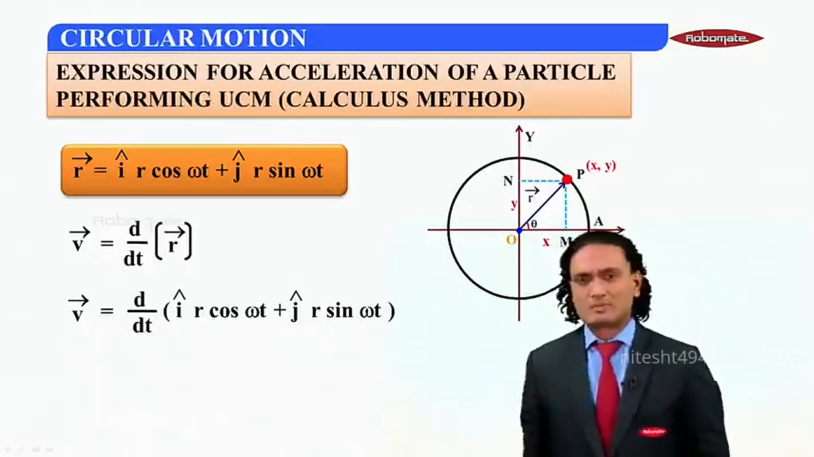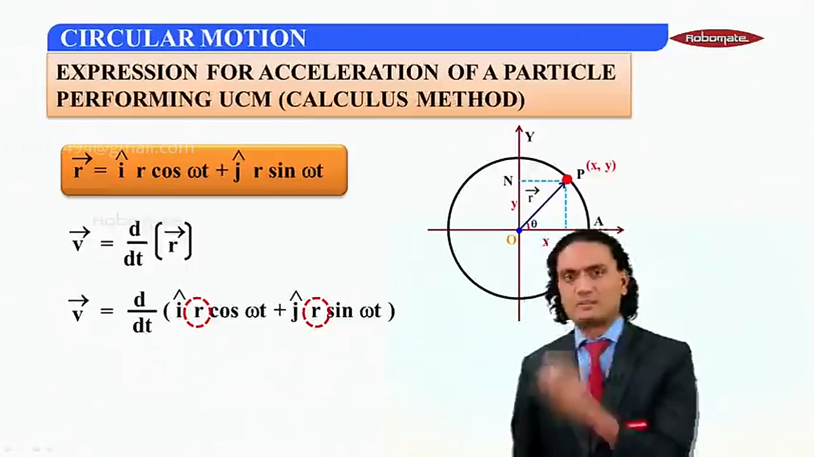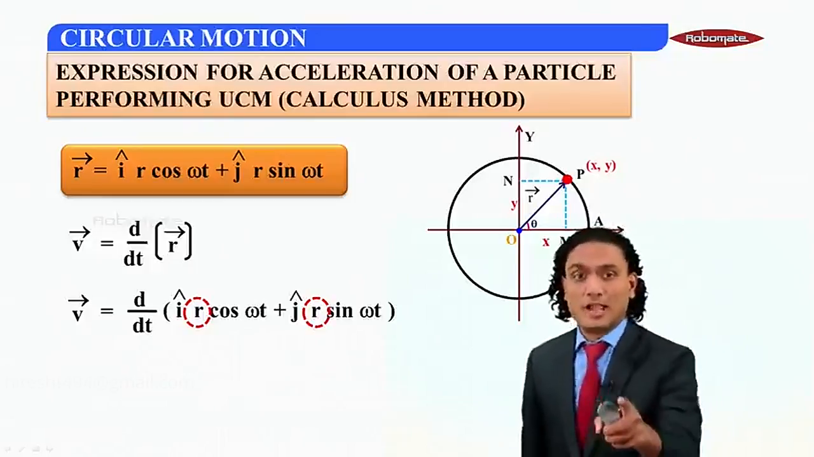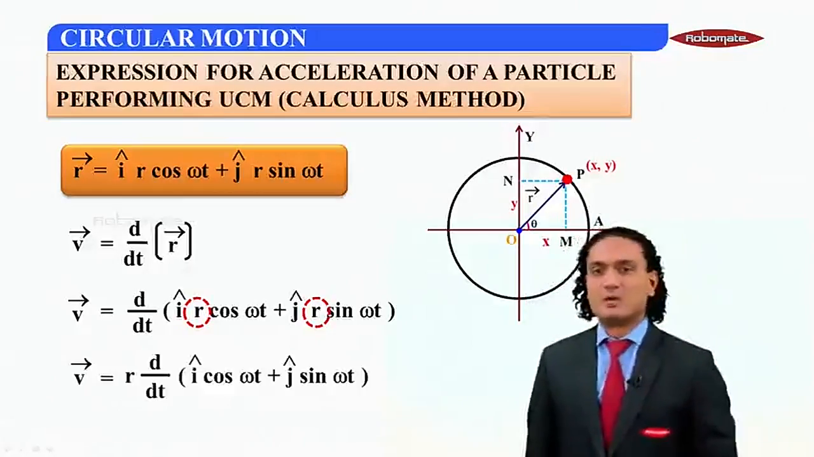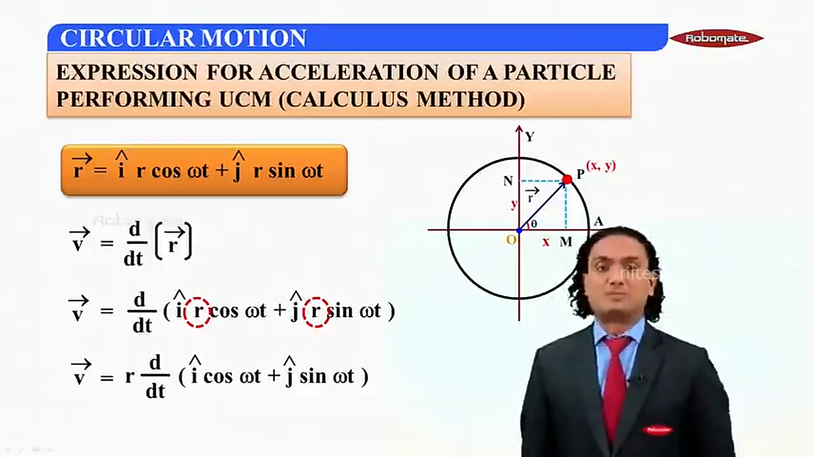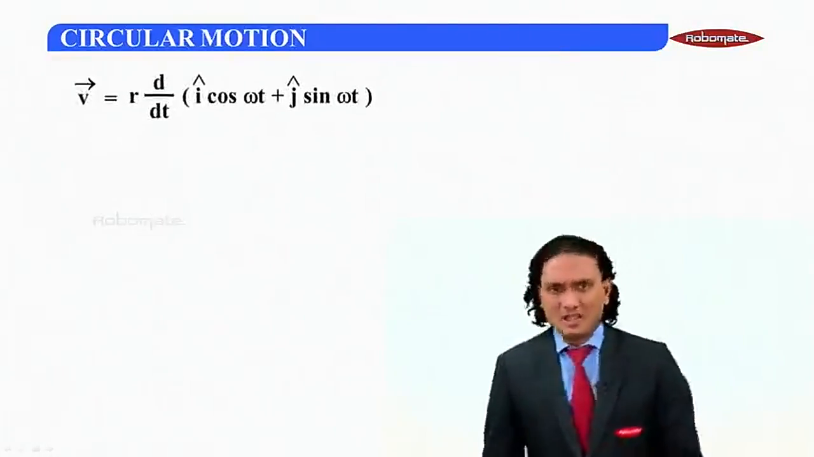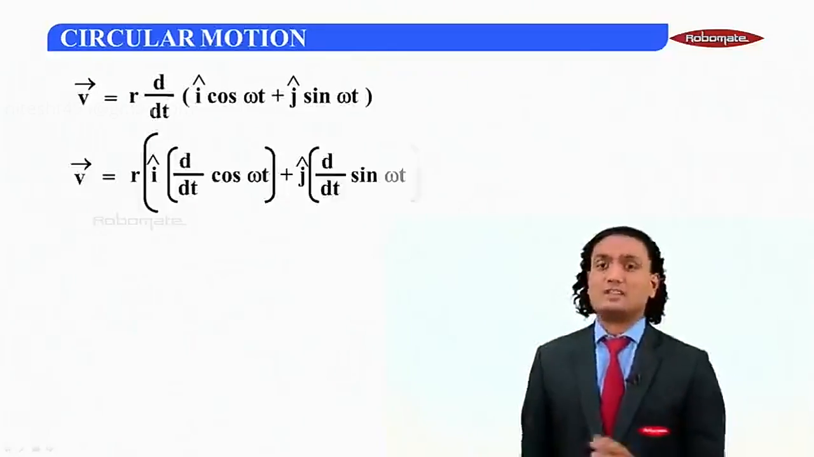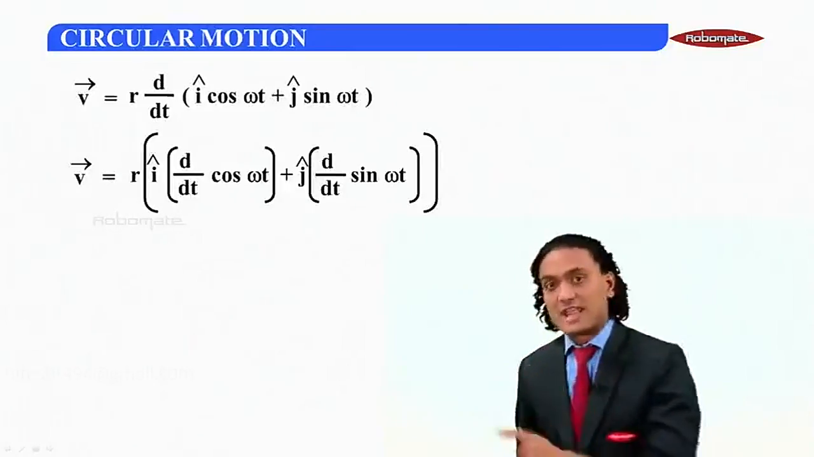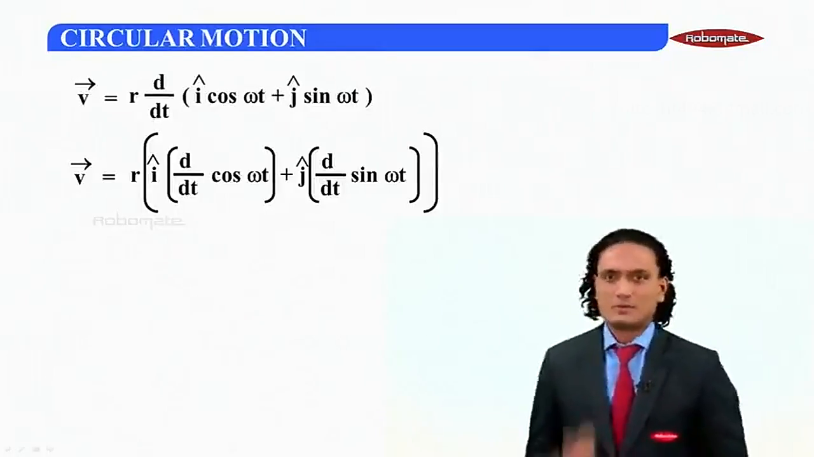Now next step, students, see that R, the magnitude of the radius vector, is not changing. R is constant, so R can be pulled out. If you pull out R, you will get v is equal to R into d by dt of i cap cos omega t plus j cap sin omega t. Is that clear? Now students, next step. I will carry this forward. I can write this expression as v is equal to R into i cap d by dt of cos omega t plus j cap d by dt of sin omega t. Now you have to differentiate.